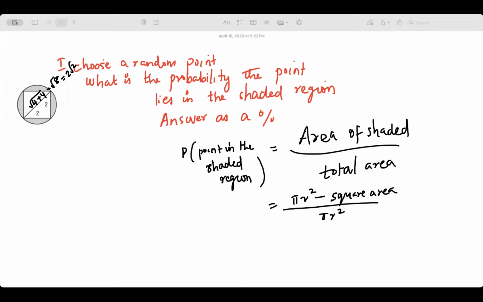How do I do this? Pi r square is what? R square is 8, so 8 pi. What is the square area? It will be 4 divided by 8 pi. Please do it in the calculator and see.